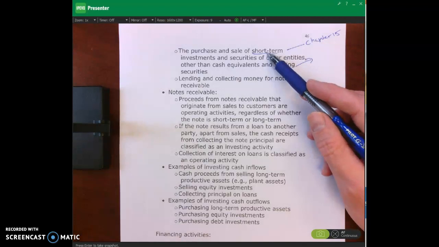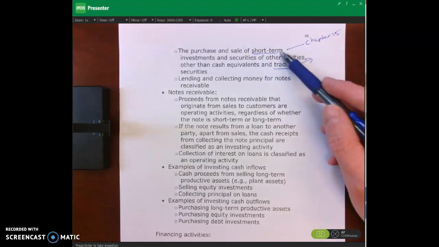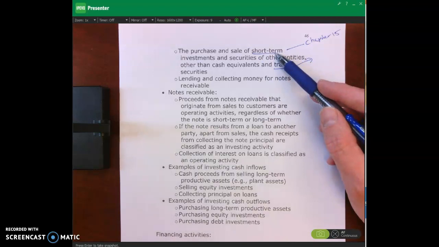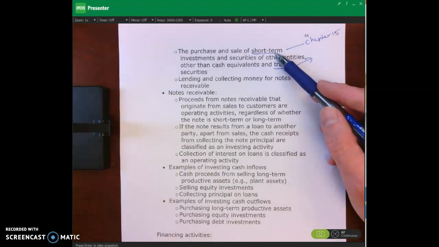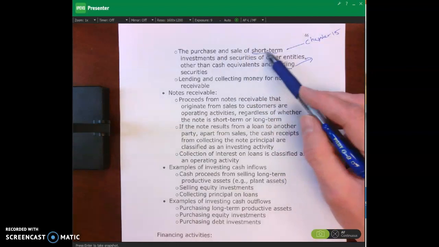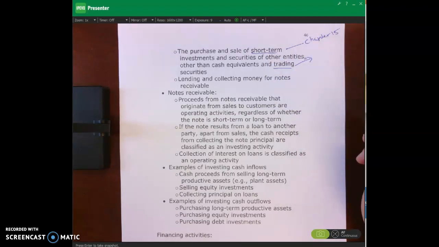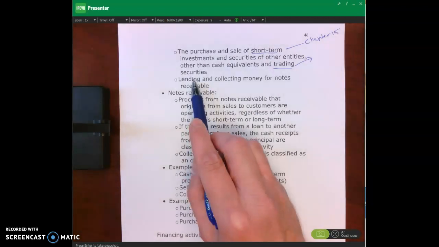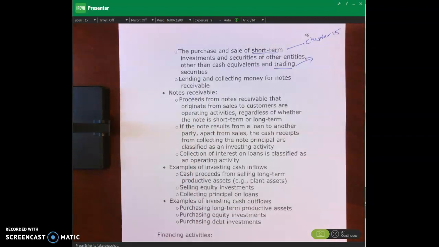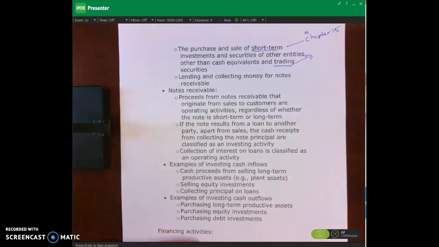But anyways, Chapter 15 is referring to this, and it's talking about purchasing investments, stock, for example, in another company. Maybe you purchase stock in a key supplier or key customer. The purchase and sale of those investments, stock in a key supplier or key customer, would be classified as investing activities. Okay? Also, continuing on, lending and collecting money for notes receivable would also be considered investing activities.